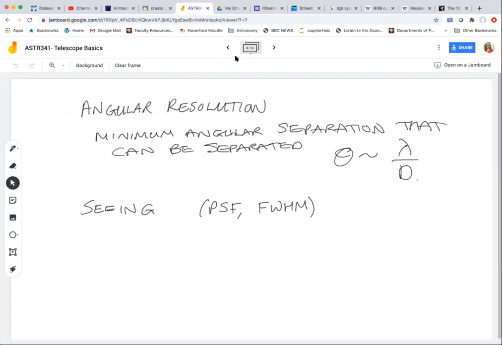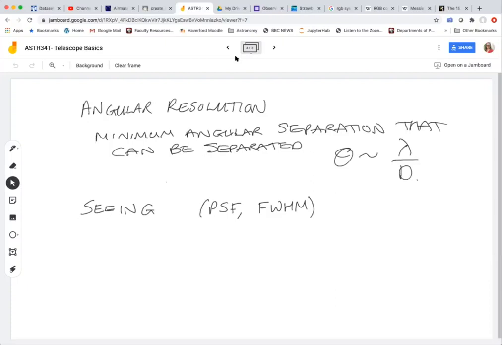Okay, but that's the theoretical resolution. You only get that if you're in space, or if you're the Hubble Space Telescope, or if you're a radio telescope, we get that too. So that's cool. That's because the wavelength of the light is large compared to the atmosphere. In optical wavelengths, we have to worry about seeing. That really sets the resolution.